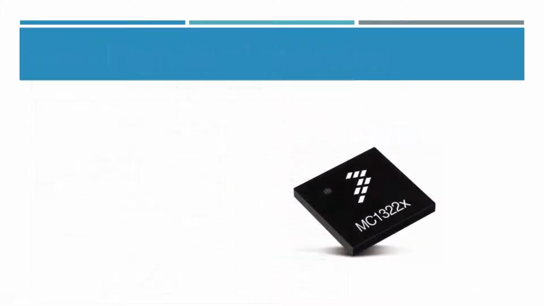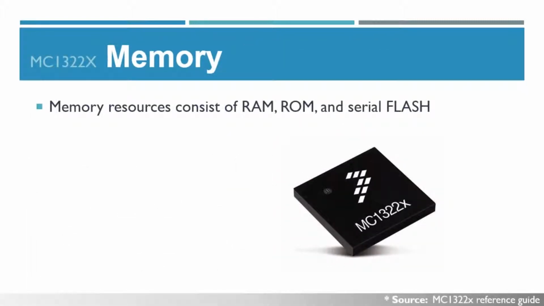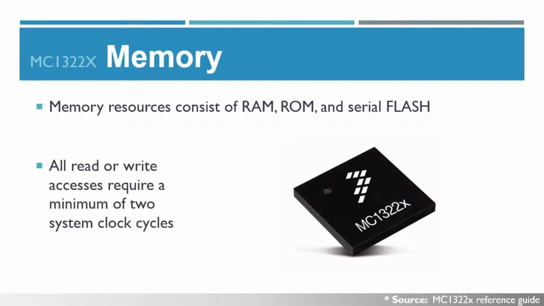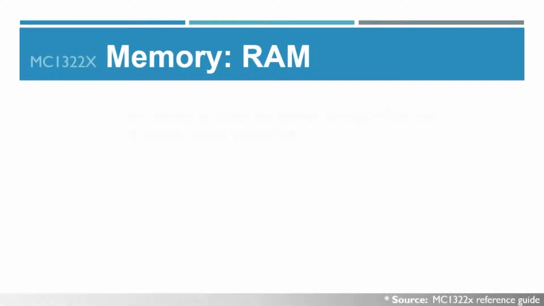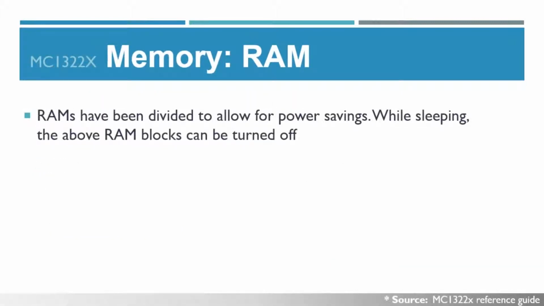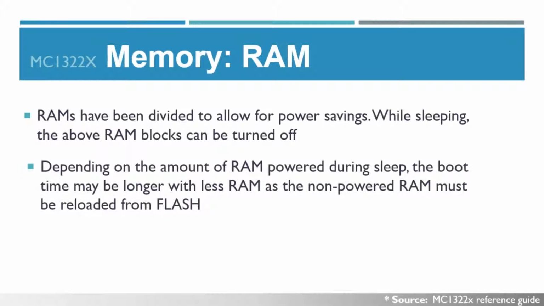So let me start by talking about the memory. The memory, as we talked about earlier, consists of the RAM, the SRAM in particular, the ROM, and the serial flash. All the read or write accesses require a minimum of 2 system clock cycles. Talking about the RAM to begin with, the RAMs have been divided to allow for power savings. So while sleeping, the above RAM blocks can be turned on and or off.